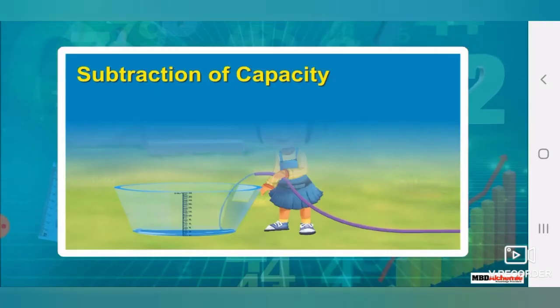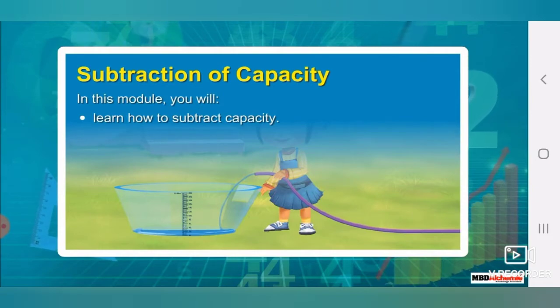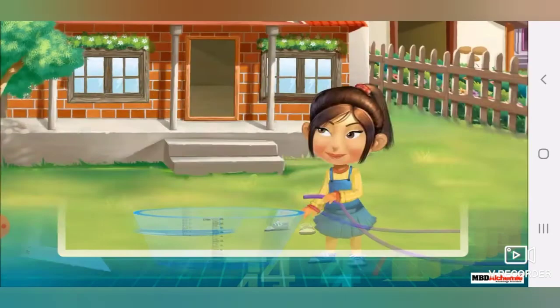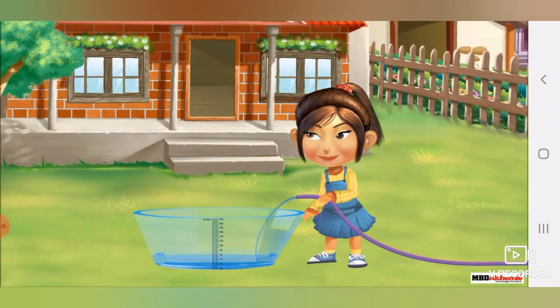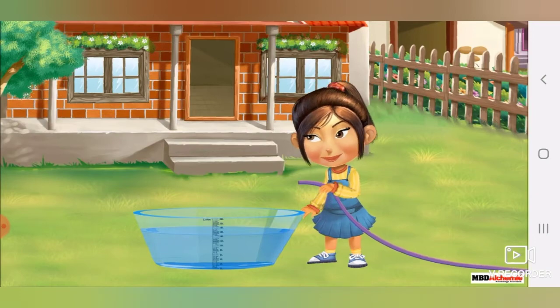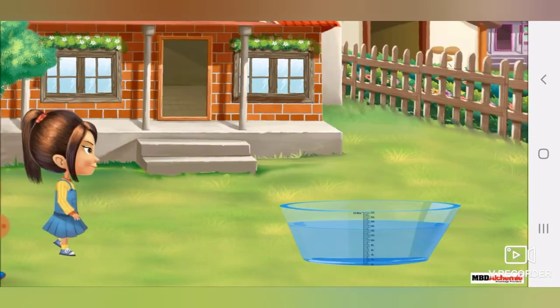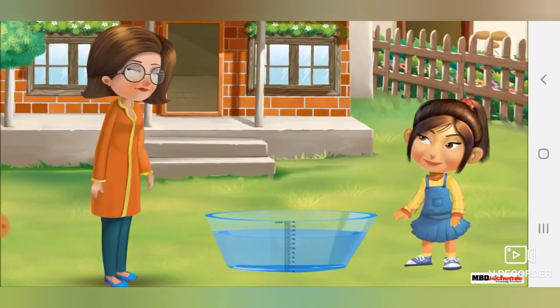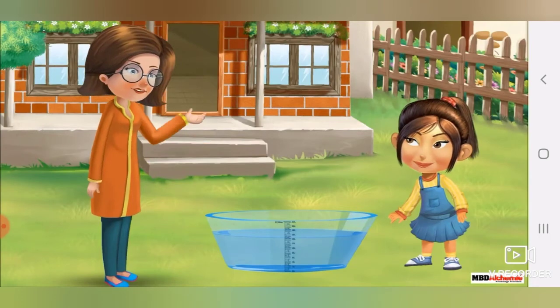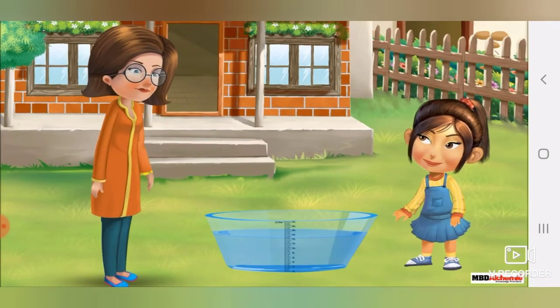Subtraction of capacity. In this module, you will learn how to subtract capacity. Alicia is filling water in her tub. It is filled up to a certain level, and now the tank has no water. Then, Alicia called her mother to do something to fill the tub. Her mother asks her, "What is the capacity of this tub?"